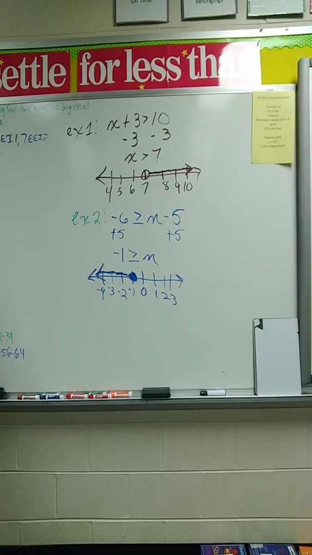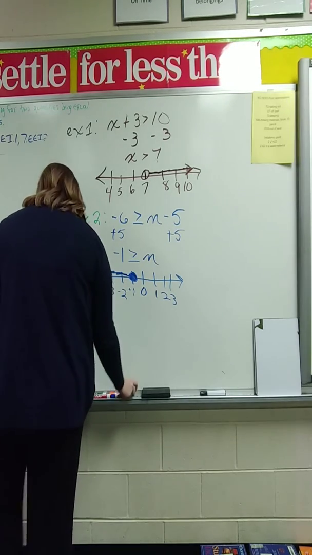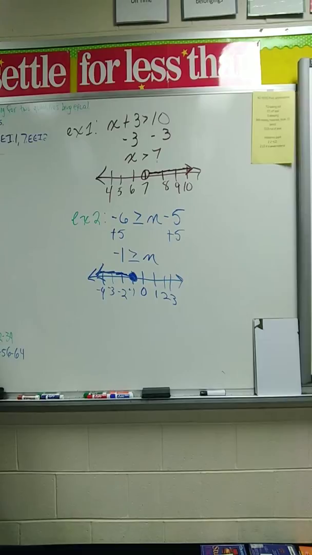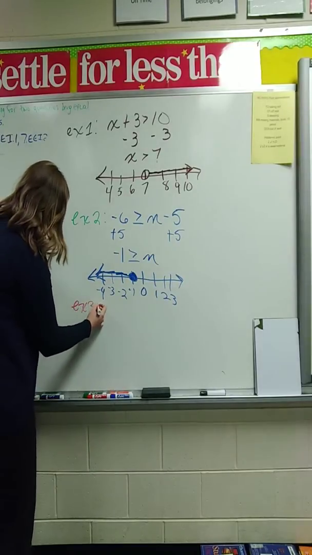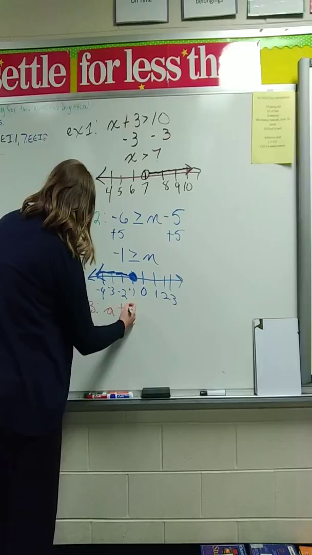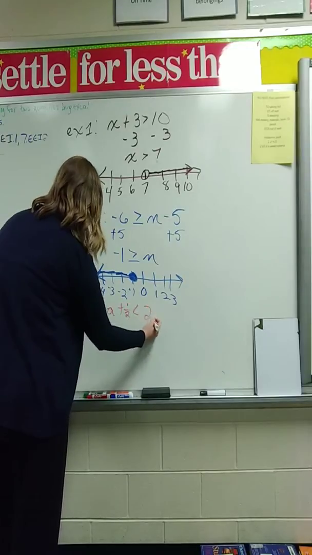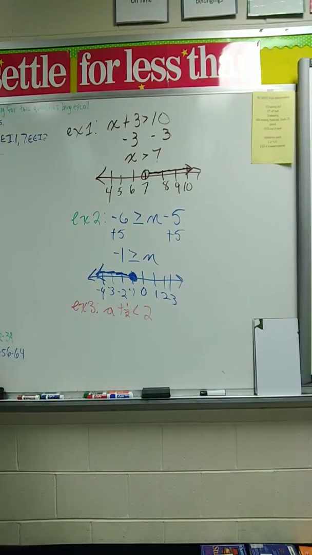Okay. I want us to look at one more example. I would like for us to look at example 3. A plus a half is less than 2. Okay, what am I going to do here to get my variable a by itself?